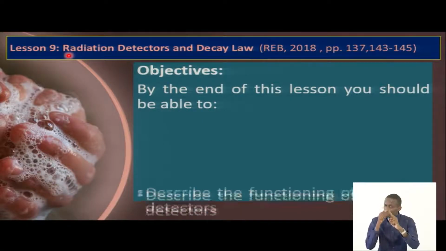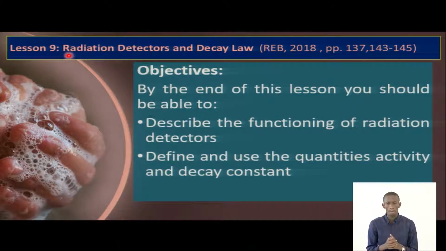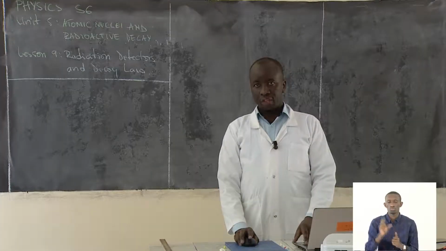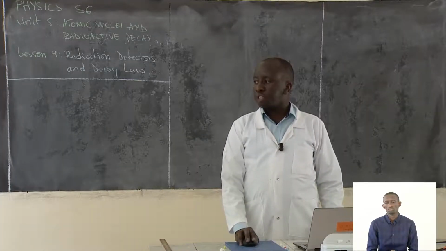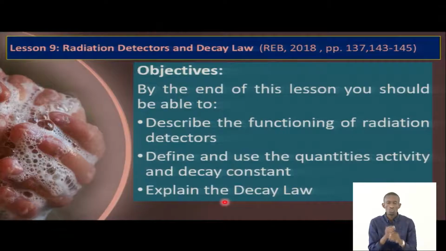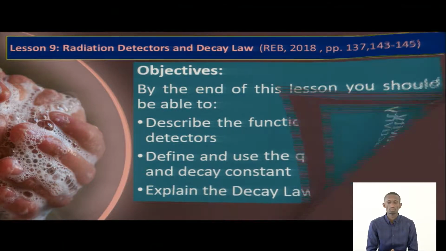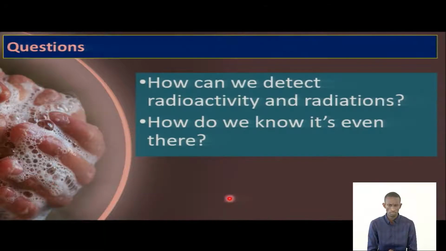Objective number 1 that I want you to be with up to the end of this lesson is to describe the functioning of radiation detectors. That is 1. I want you to be able to do that. Number 2, define and use the quantities activity and the decay constant. It means that you are able to define and you are even able to apply this into the question, right? So then another objective is to explain the decay law. In another word, you even need to do an example about that one, okay? So good.